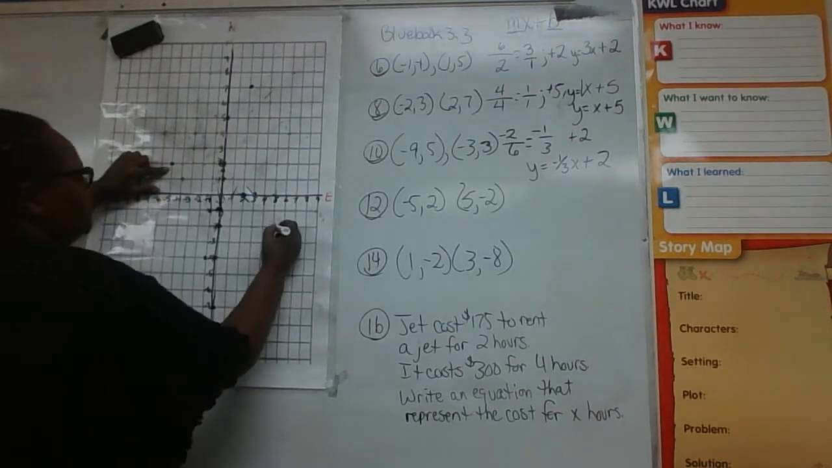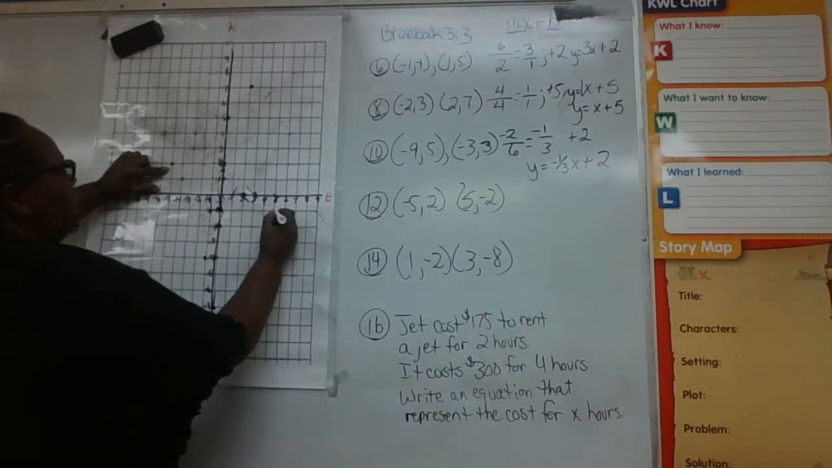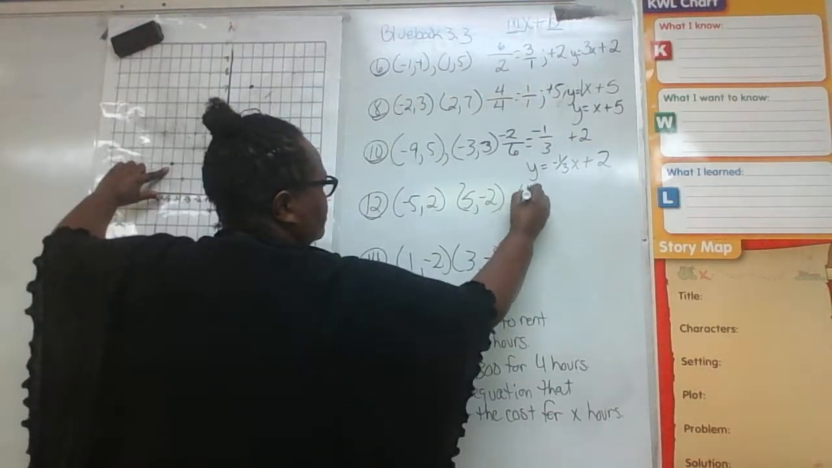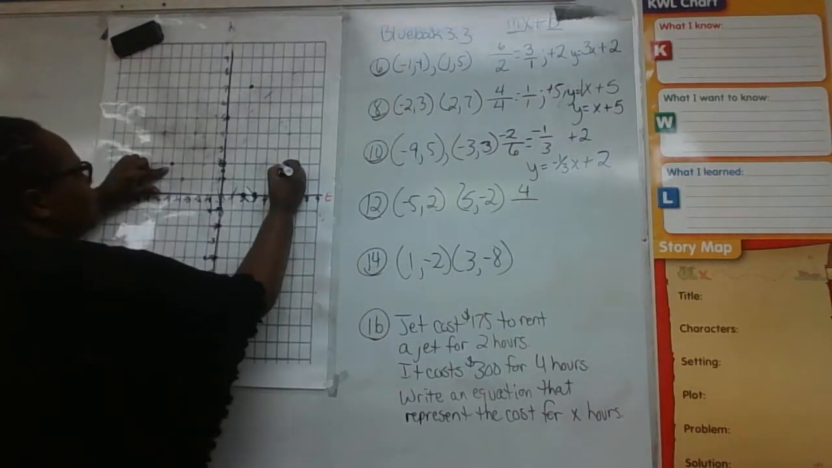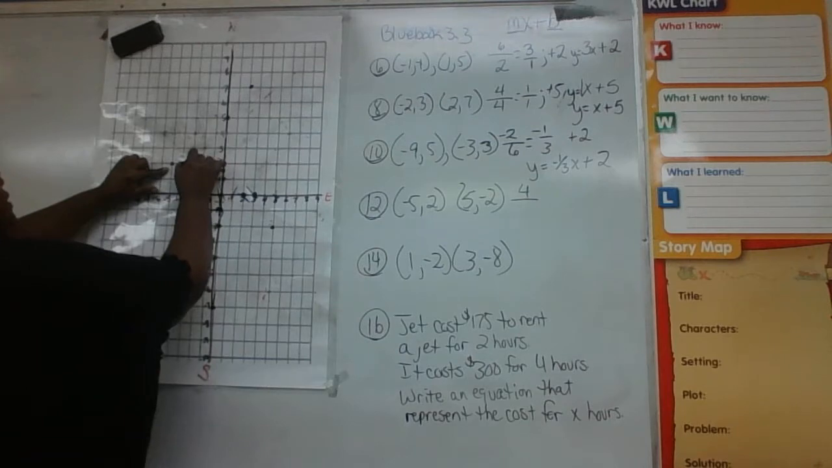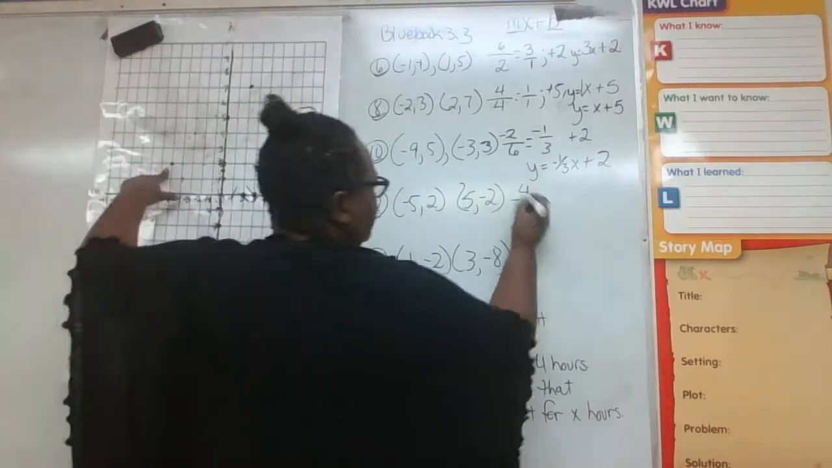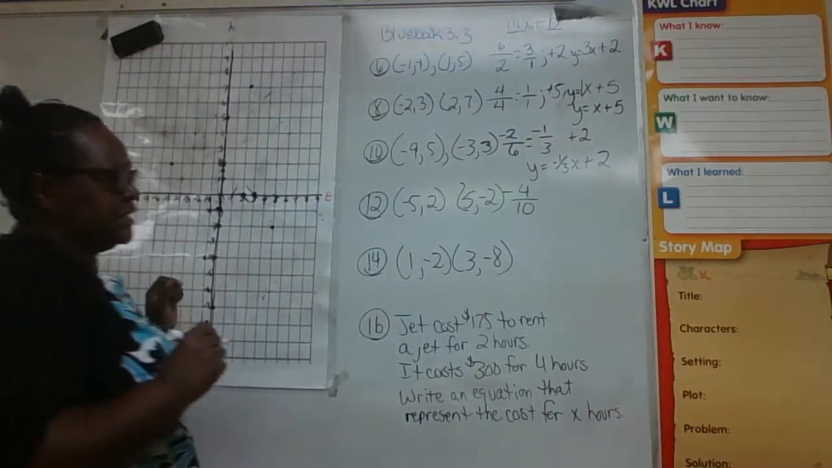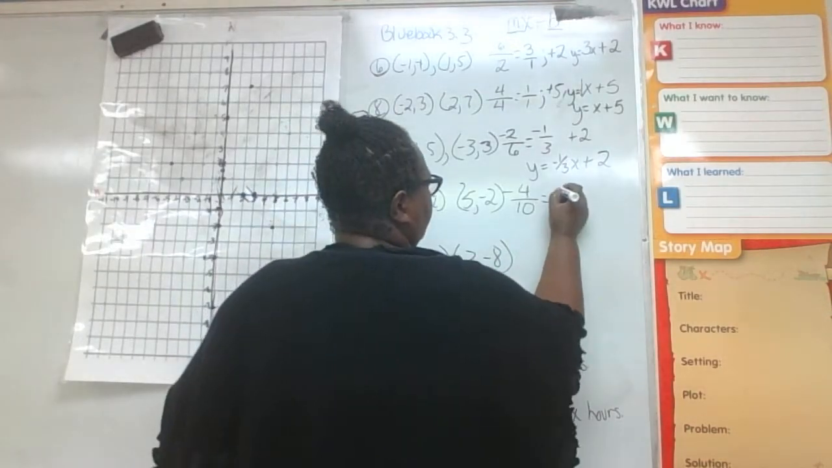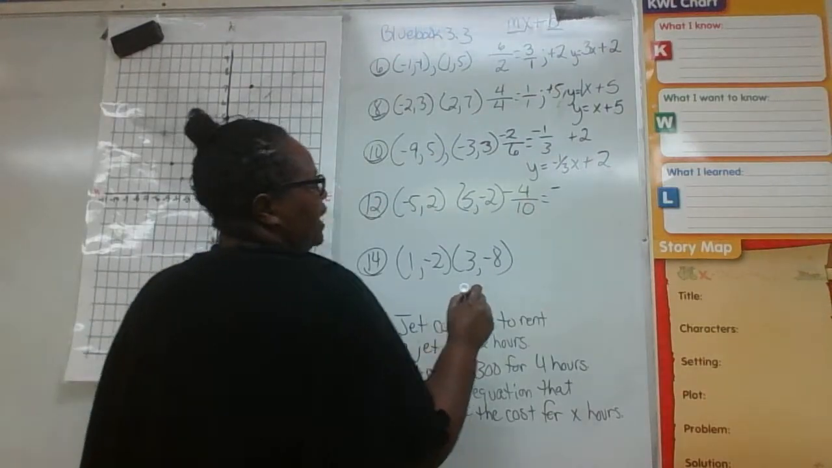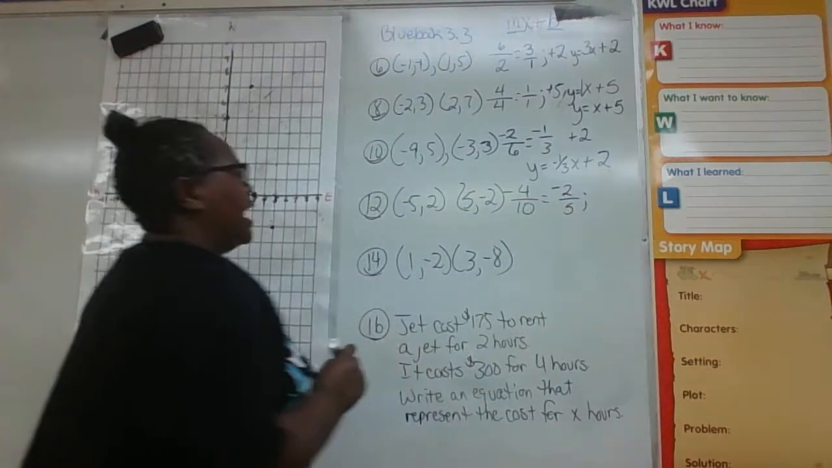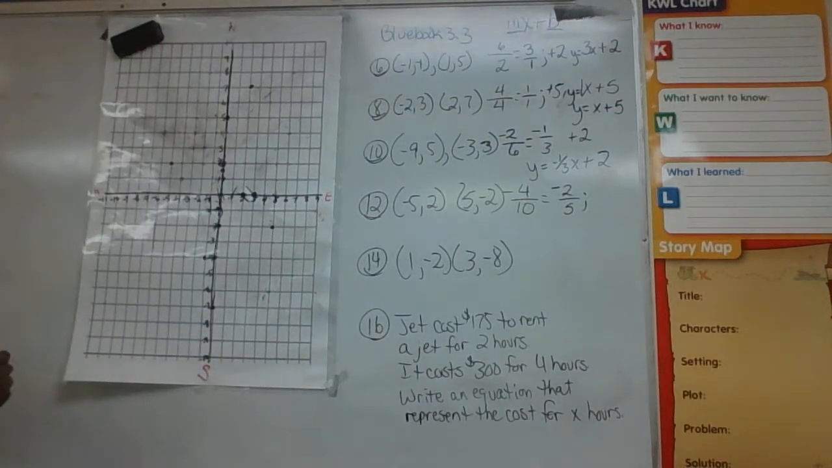Let's find out where we are. Let's rise: 1, 2, 3, 4. And let's run negatively: 1, 2, 3, 4, 5, 6, 7, 8, 9, 10. So it makes the whole slope negative, negative 4 over 10. Let's simplify it. We are negative, and if we reduce it by 2, we get negative 2 fifths. Let's find out what our intercept is.